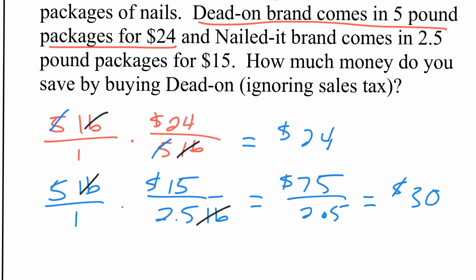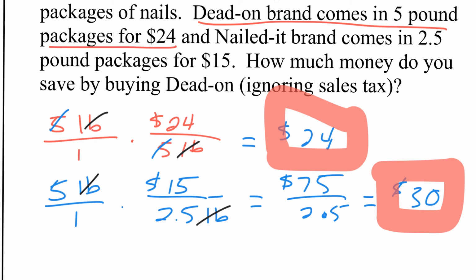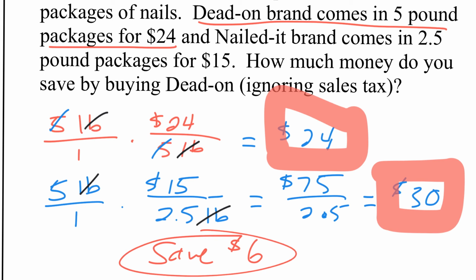So the question was, how much money do you save by buying Dead On, ignoring sales tax? Well, Dead On cost $24, and Nailed It costs $30. So you're going to save $6 because 30 minus 24 is 6.